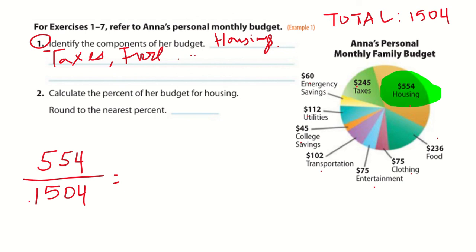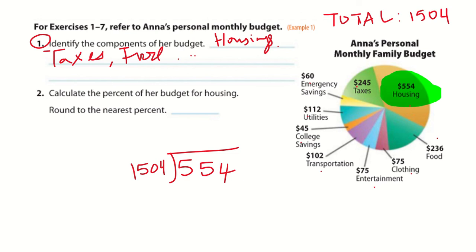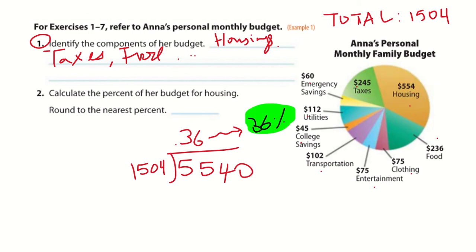It is a hard number and it's not really fun, but top goes in, bottom goes out in order to figure this out, right? And you're going to put a decimal and a 0. Let's work this out. 554 divided by 1,504. That is 0.36. 0.36 is 36%. Okay, so that's how you do that one.